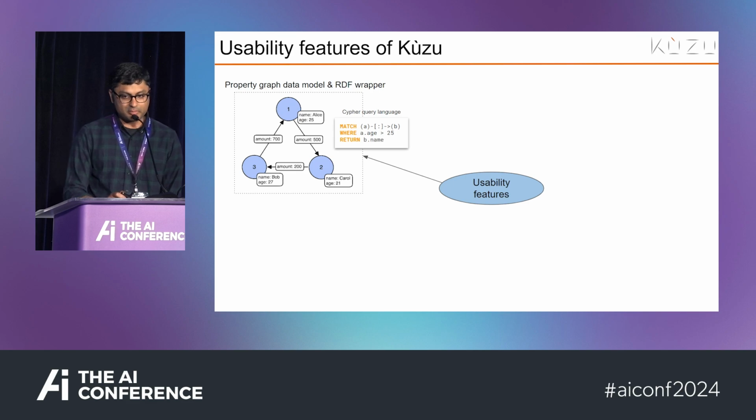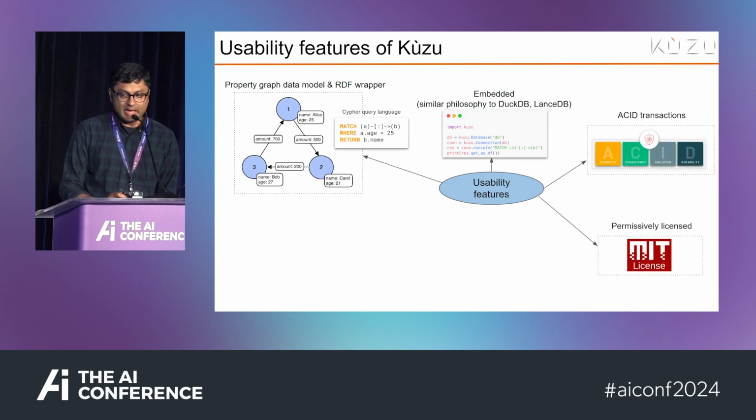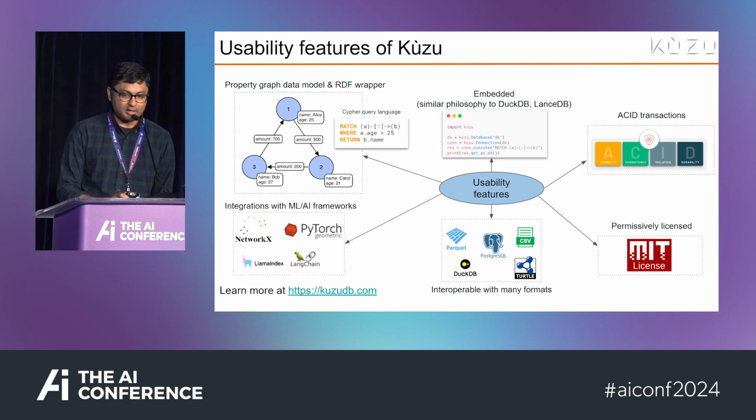It has a property graph data model, but also has support for an RDF data model if you work with RDF data. And it supports the Cypher query language, which makes it amenable to LLM-based workflows, because LLMs can generate Cypher. It's also embedded and very similar in philosophy to DuckDB and LanceDB. And it's fully ACID compliant, it's permissively licensed with an MIT license, it's interoperable with many formats, and it's integrated with the ML and AI ecosystem, namely NetworkX, PyTorch Geometric, and of course LlamaIndex and LangChain. So you can feel free to go to any of these tools' pages, for example LlamaIndex, and check out Kùzu there.